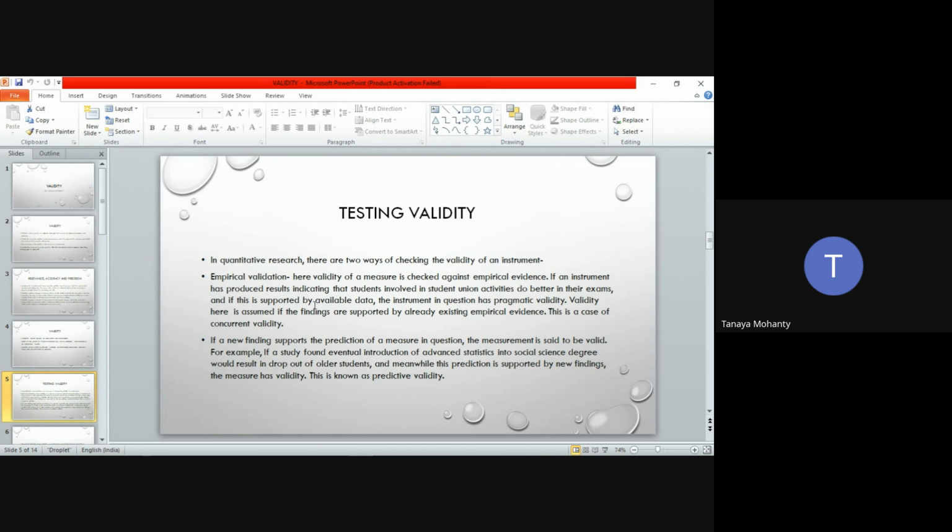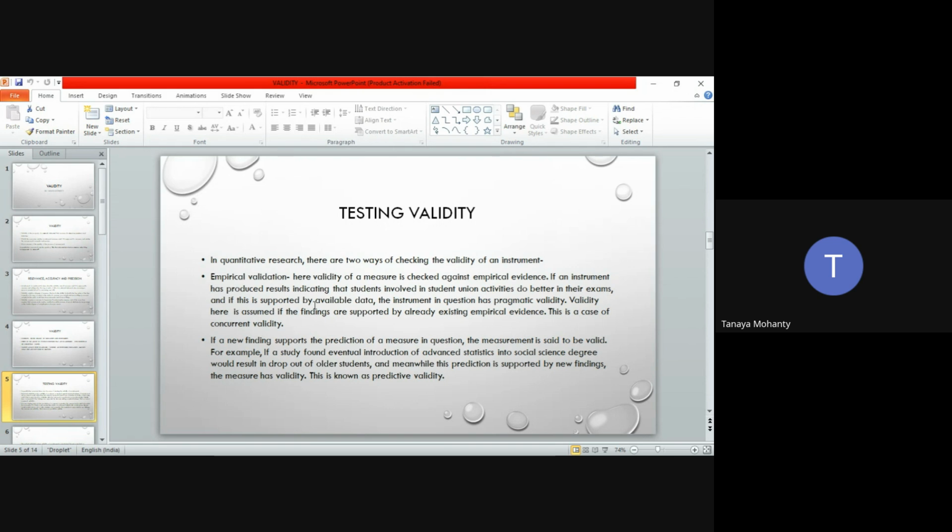Here, validity is checked against empirical evidence. As I told you, that instrument has produced results indicating that students involved in student union activities do better in their exams. There is already some supporting data on that particular theme, and it is supported by available data. The instrument in question has pragmatic validity. Pragmatic means practically you will go and see. I'll take up a survey and see who all are active in student unionism, and what about their exam marks? No, they are doing pretty well.